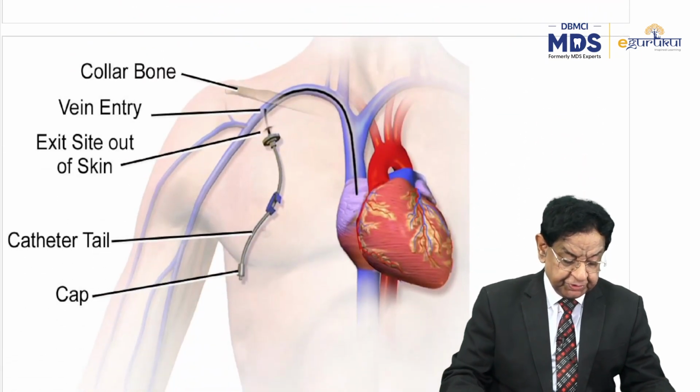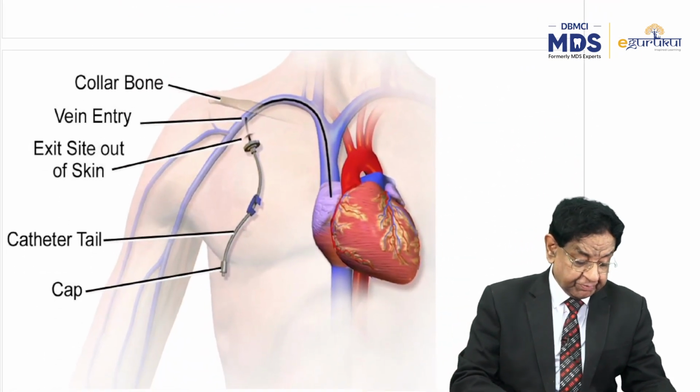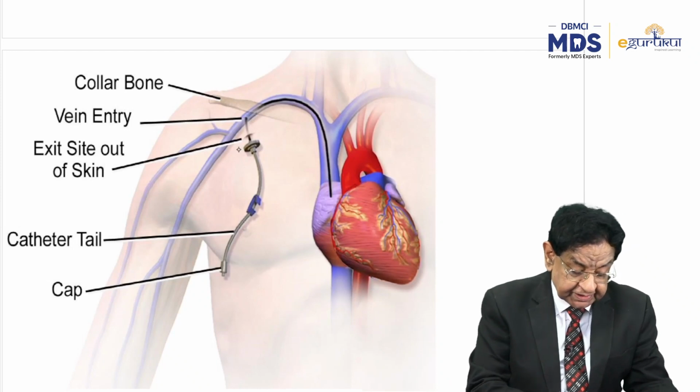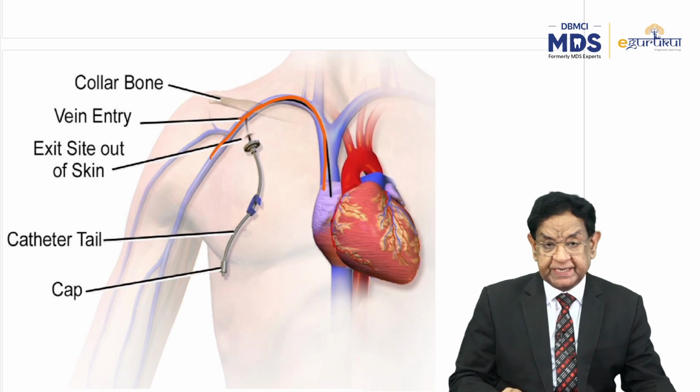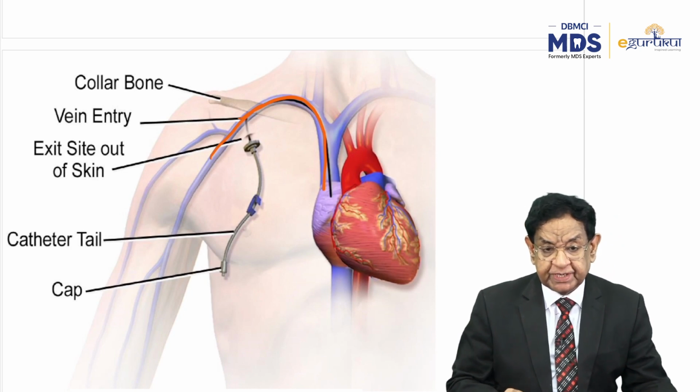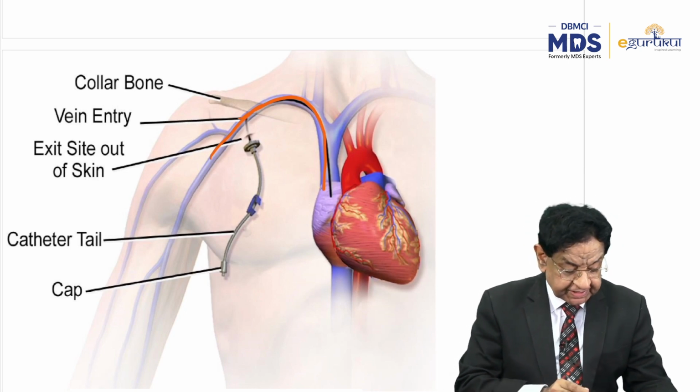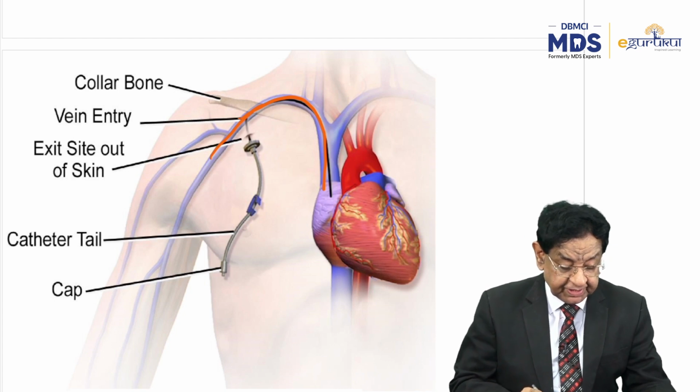Now let me show you a beautiful picture. Just see, this is the central vein going into the right atrium. So we are putting a central venous catheter.